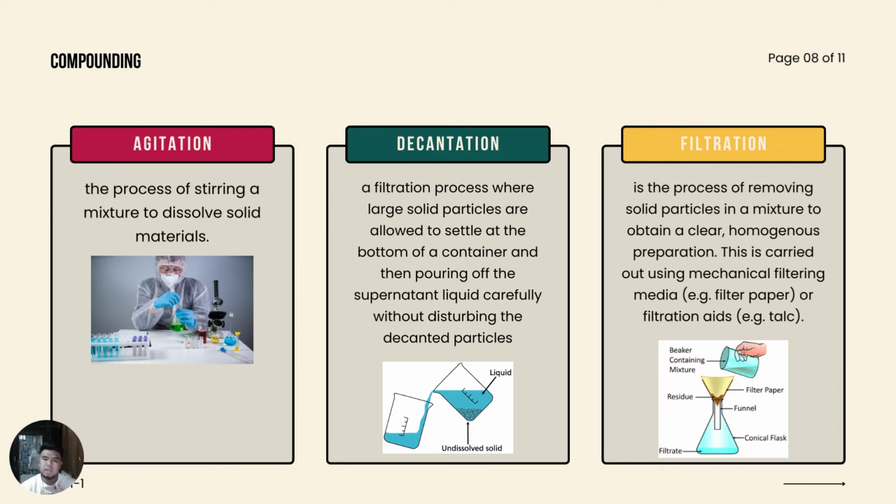So, sa decantation, ang ginagawa natin dito is iniiwan muna natin itong mixture na to para yung solid particles ay magsettle sa ilalim ng beaker or kung ano man yung container natin. Then, after a while, ina-transfer na natin yung liquid sa ibang container para ma-separate na yung liquid and yung decanted particles or yung solid particles.